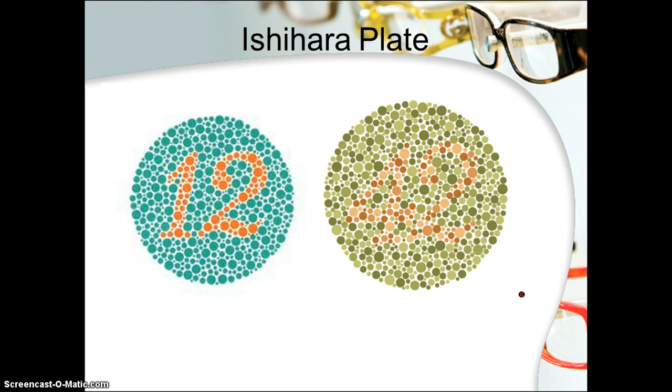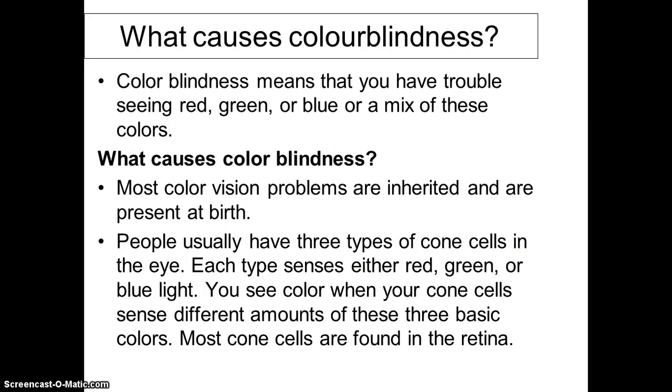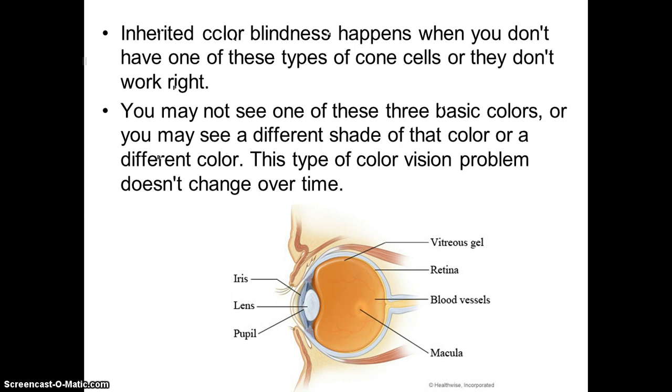This is actually a test for color blindness. What is color blindness? It means that you have trouble seeing red, green or blue, or a mix of these colors. Color vision problems are usually inherited. People usually have three types of cone cells in the eyes. When you have color blindness, you don't have one of the cone cells, or some of them are not working right. So you may not be able to see one of these basic colors, red, green or blue.